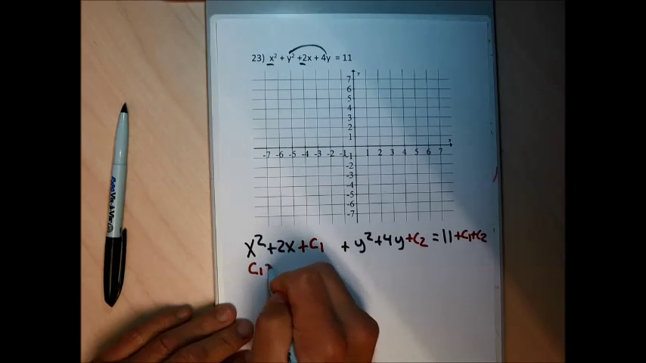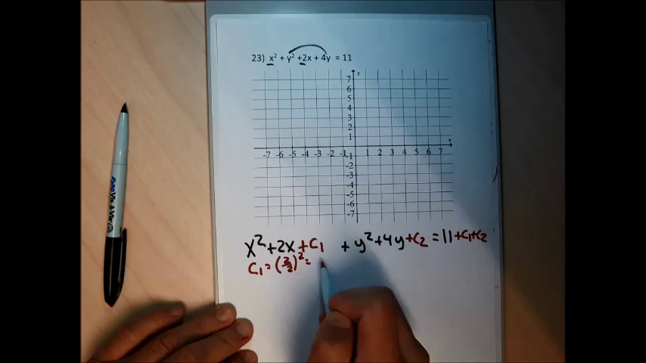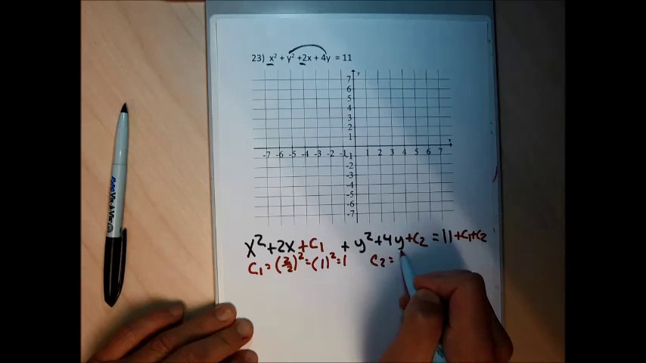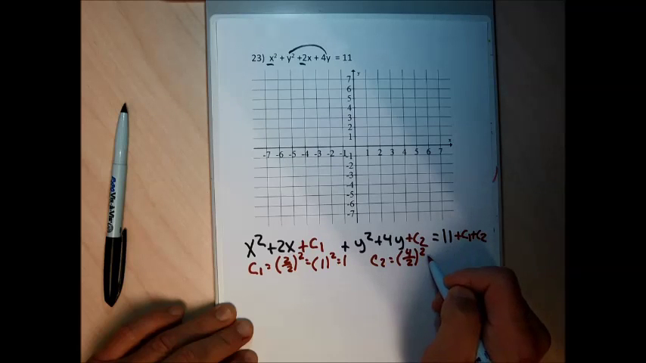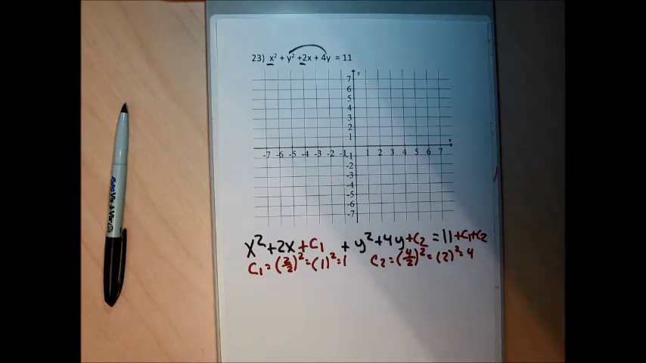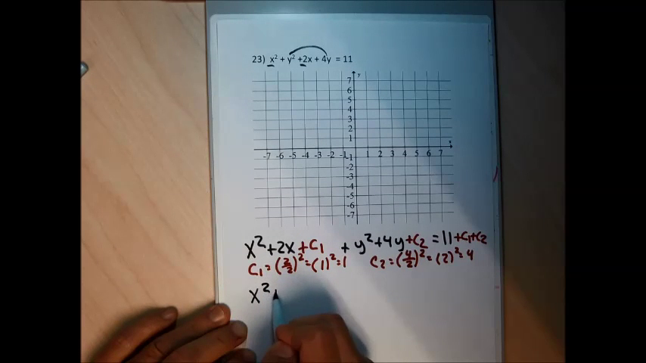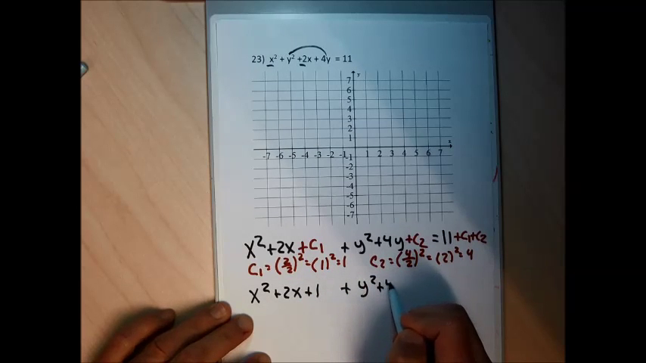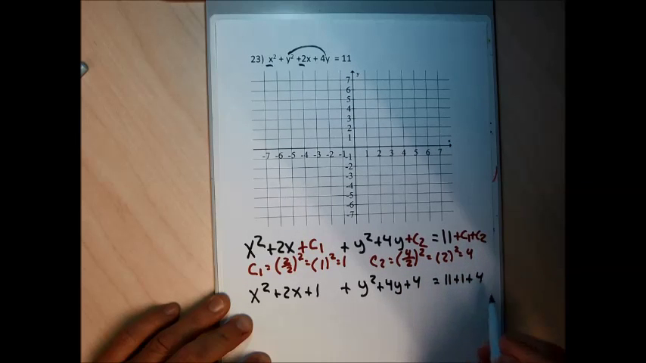c1 is the number in front of the x to the first power term divided by 2 and then squared. So that's going to be 1 squared, which is 1. c2 is the number in front of the y to the first power term, first divided by 2 and then squared. 4 divided by 2 is 2, and 2 squared is 4. Now I'm going to replace the c1 and c2 with the appropriate numbers and get x squared plus 2x plus 1 plus y squared plus 4y plus 4 equals 11 plus 1 plus 4.